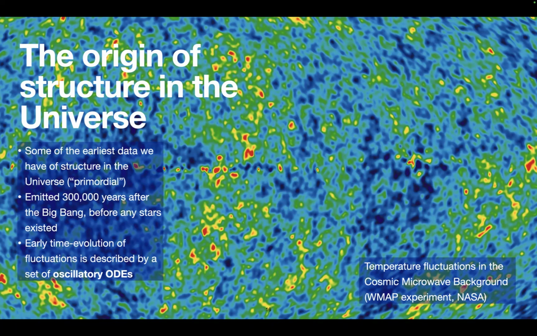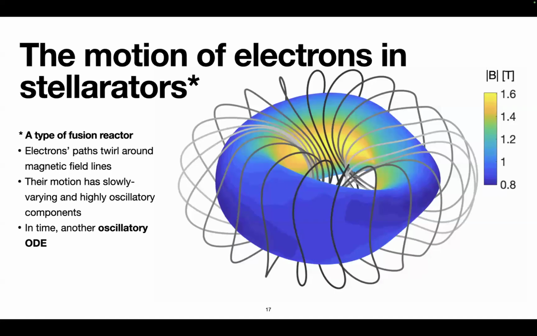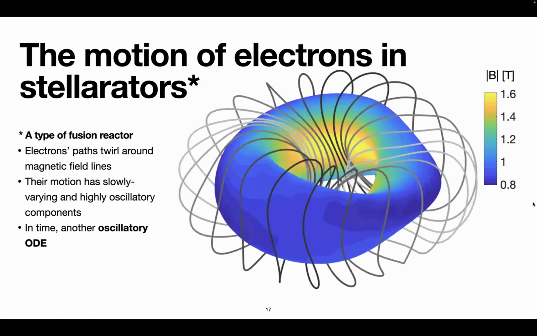And the early time evolution of temperature fluctuations or density fluctuations is governed by an extremely oscillatory set of ordinary differential equations. And a similar thing happens in stellarators. The electrons twirl around the magnetic field lines, which are visualized here. So their motion has an oscillatory component and then also a slowly varying component. And in time, that is also described by an oscillatory ODE. So these are my main interests, very challenging, either oscillatory or geometrically challenging equations. And I'm going to talk about each of them.